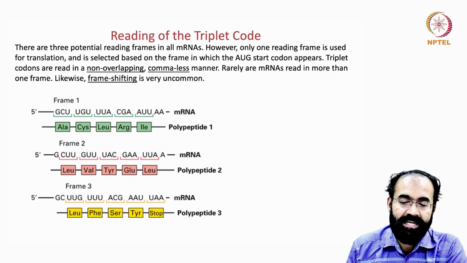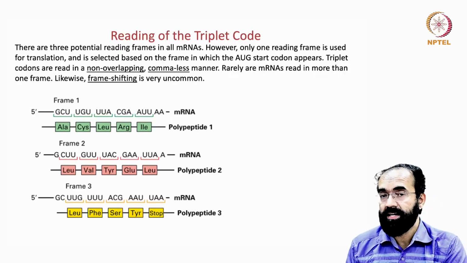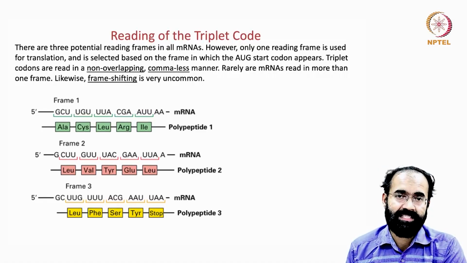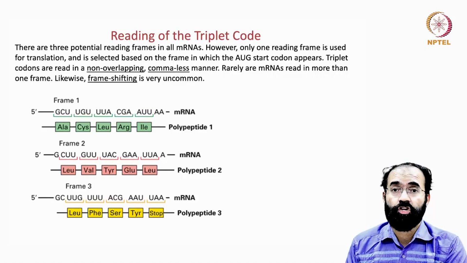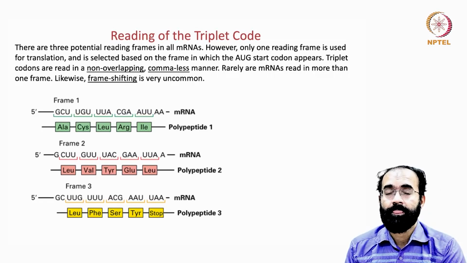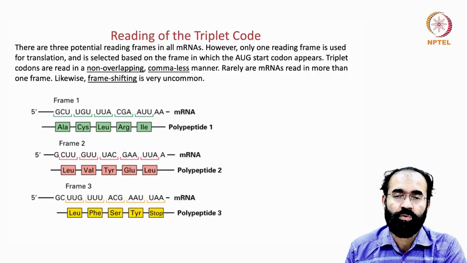However, only one reading frame is used for translation, and it is selected based on the frame in which the AUG codon appears. You should also understand that in the same RNA there may be 3 or 4 AUGs. Not every AUG will start translation. Even if it starts, it will immediately find a stop codon. Say, maximum it will go to around 6 or 7 amino acids and find a stop codon. Hence that is not preferred. So when the right AUG starts, it will find a bunch of amino acids and reach the stop codon, and the entire protein is translated.